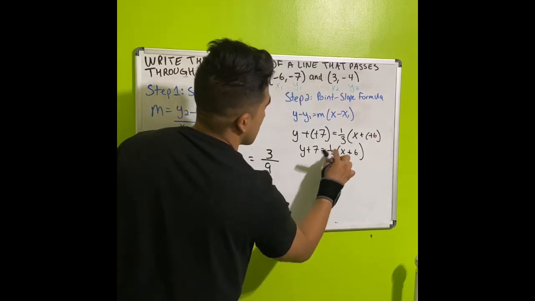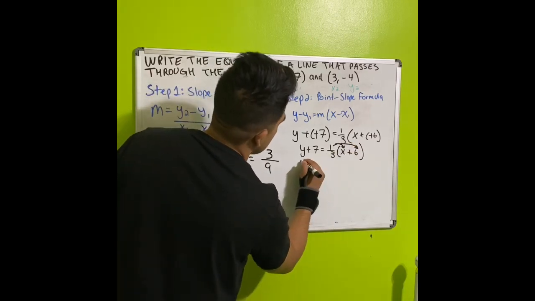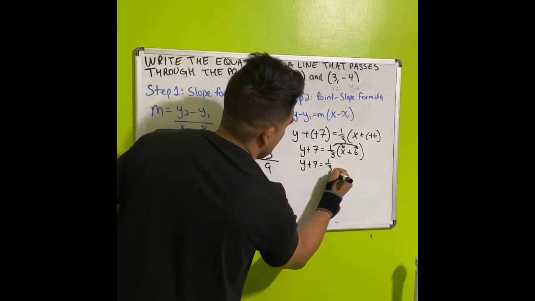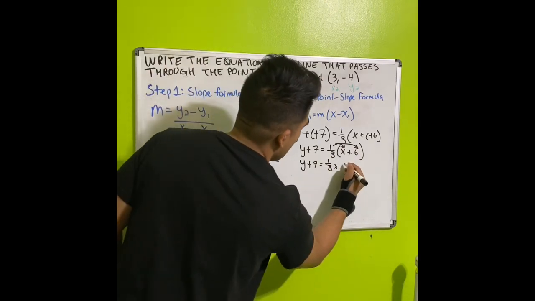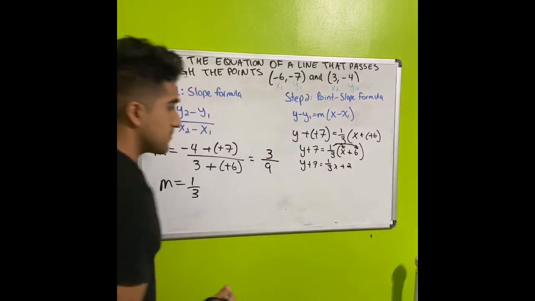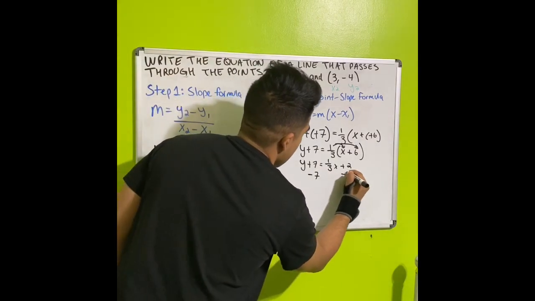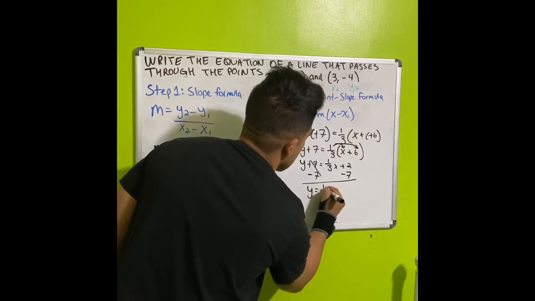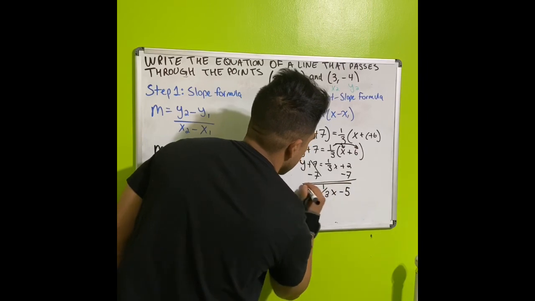Next, I'm going to distribute the 1/3 into each term in the set of parentheses. So I'm going to have y plus 7 equals 1/3 x. 1/3 times 6 is going to give me 2. Next, I want to get y by itself, so I'm going to subtract 7 on both sides, and I get y is equal to 1/3 x minus 5.